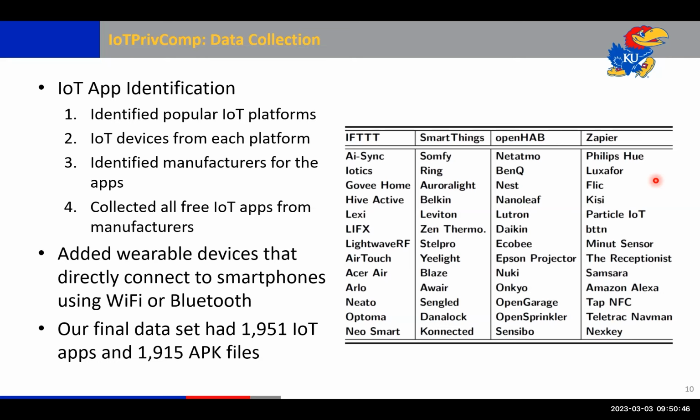And we added to it the wearable devices like your Samsung watch, because wearable devices are of specific interest to us because of the data they capture. Our final data set had 1,951 IoT apps and 1,915 APK files. If you do not know, APK is Android package files, so they contain the code, so that we needed to reverse engineer to see what apps are actually doing.